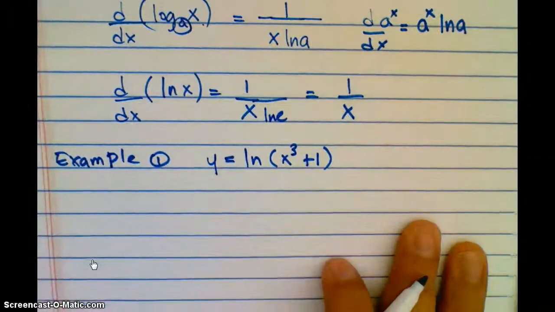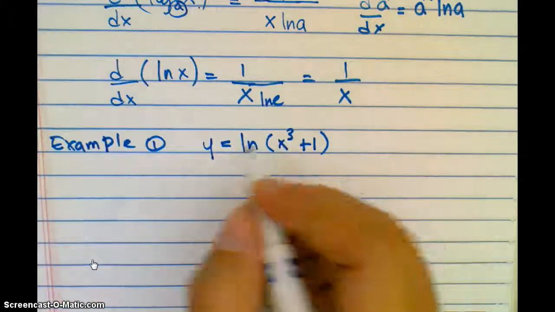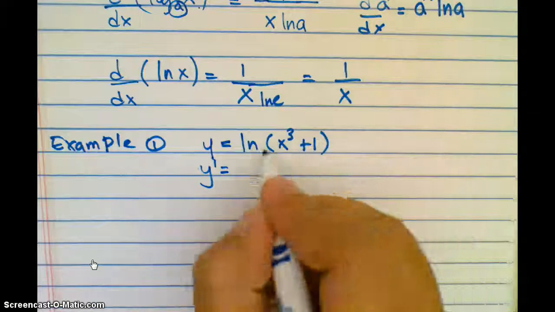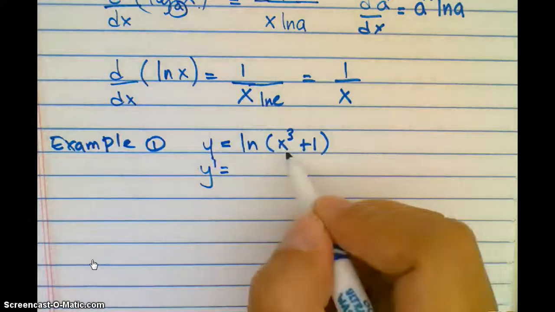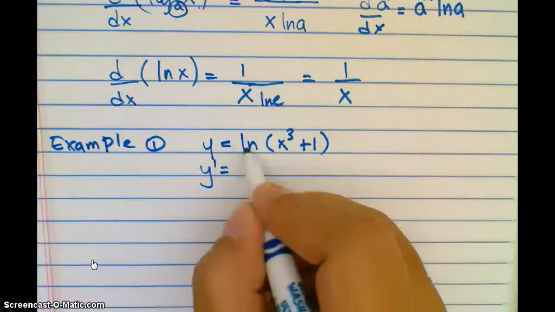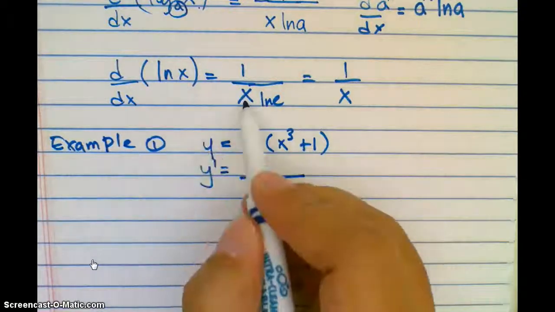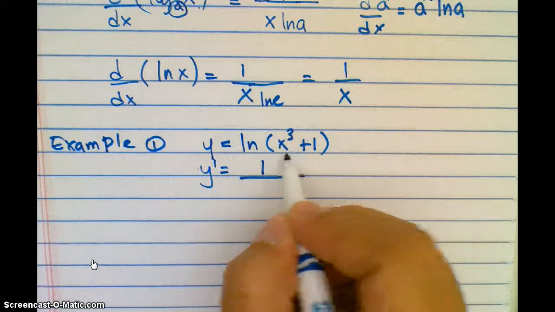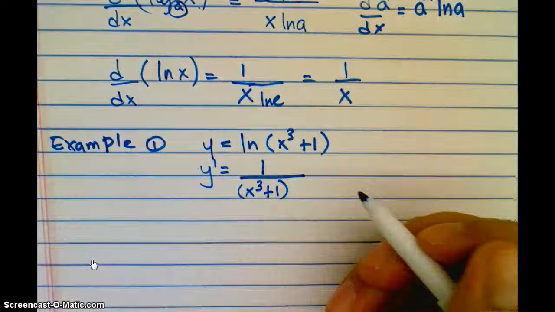So we're going to apply what we know in example 1. I have the function y equals natural log of x cubed plus 1, so naturally they're asking me to find y prime. So y prime, I know that there are two functions going on here. I have the cubic function and then I have the natural log function. So I'm going to take the derivative of the outer function. Derivative of natural log is 1 over x. Since I don't have the natural log of x, I have the natural log of this function, this is the function for which I'm writing the reciprocal.